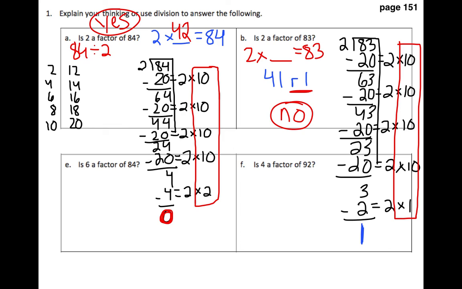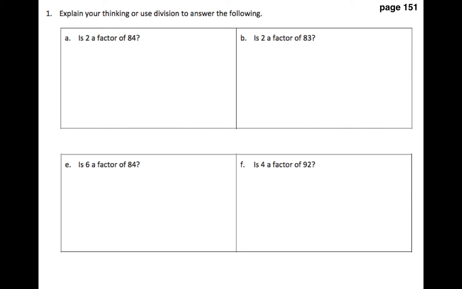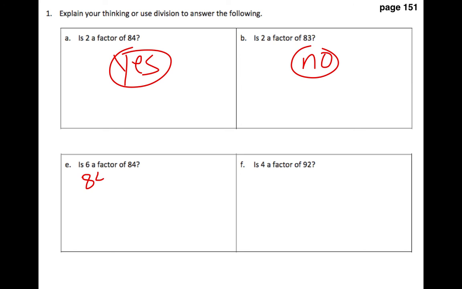So I'm going to erase this since I took up so much space. So our answers were yes and no here. To determine our next problem, is 6 a factor of 84? We have to determine if 84 divided by 6 gives us an even number with no remainder. Same thing for letter F.